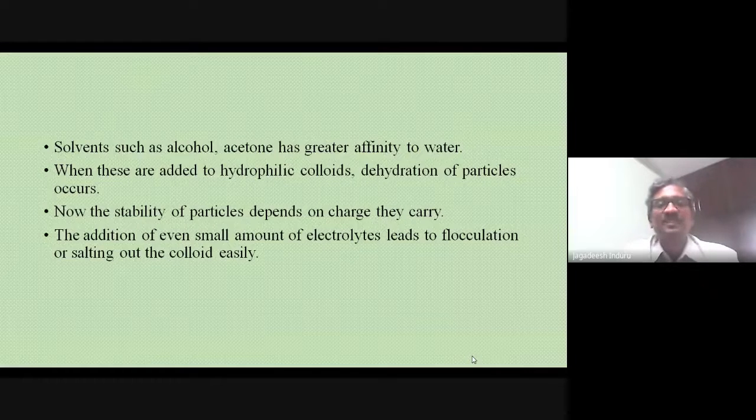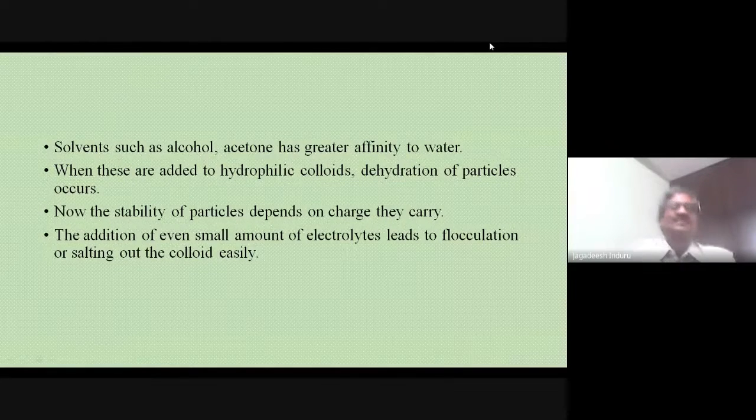And you may get the question, sir, why should we add alcohol there? Sometimes you add it for solubilization of your drug, or it may act as a preservative, an antimicrobial preservative. Sometimes you are bound to add it, and at that time you have such effects. You need to remember that when you are making colloidal dispersions.